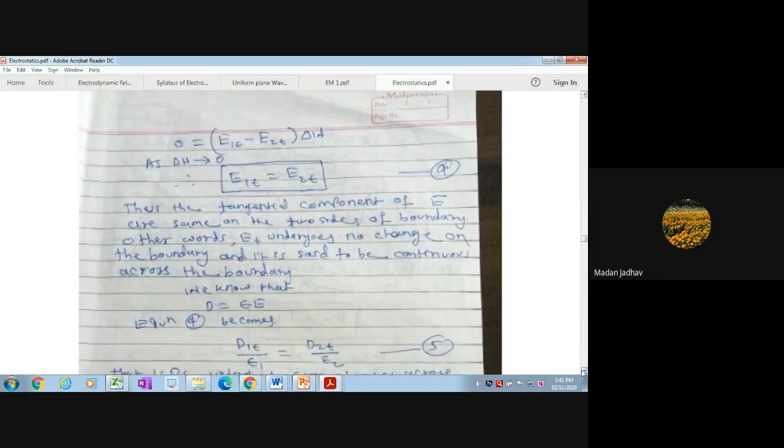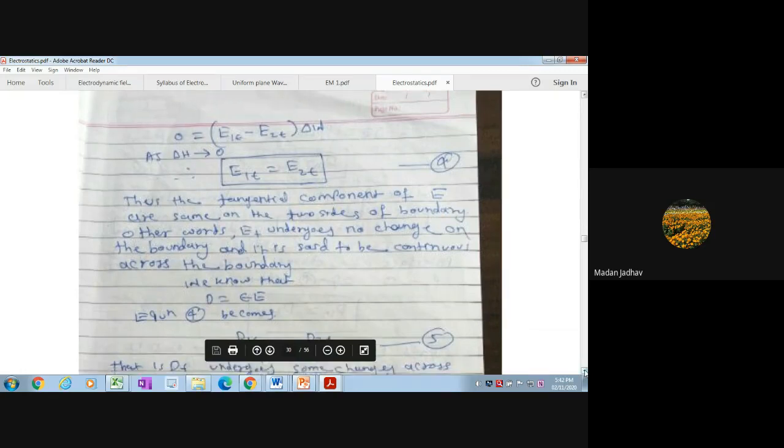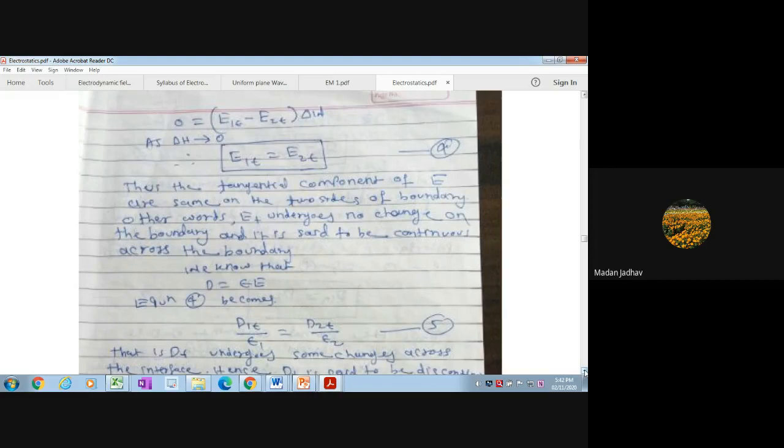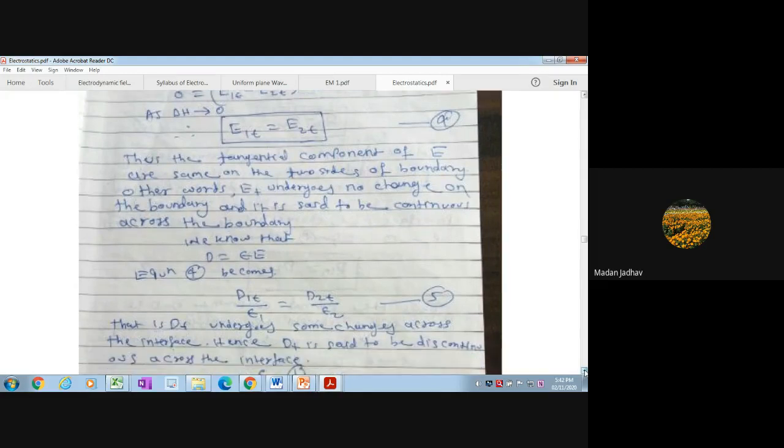Okay, now this is one of the equations. Then another equation: we have obtained the tangential component of electric field intensity, E1t and E2t. But what about the electric flux density? Electric flux density is directly proportional to the electric field intensity. We know that D is equal to epsilon into E. Therefore, D1t divided by epsilon 1 is equal to D2t divided by epsilon 2.